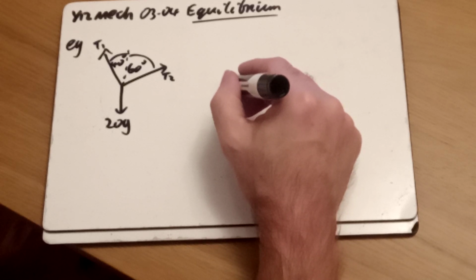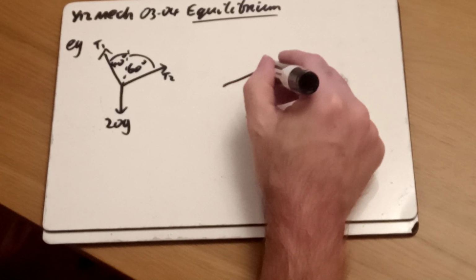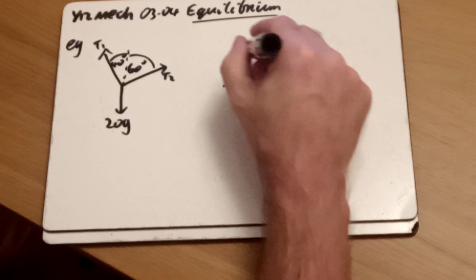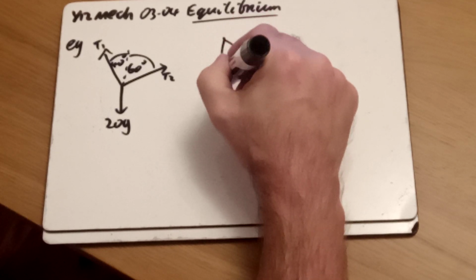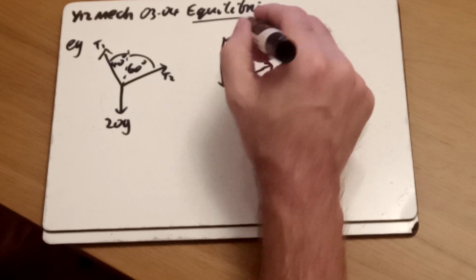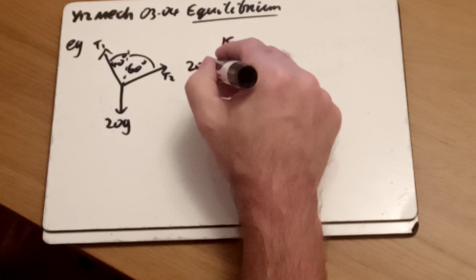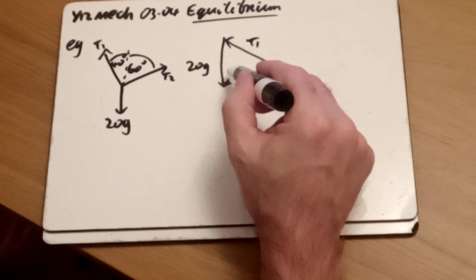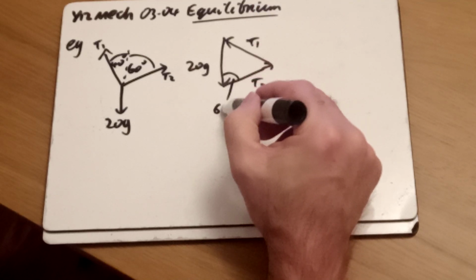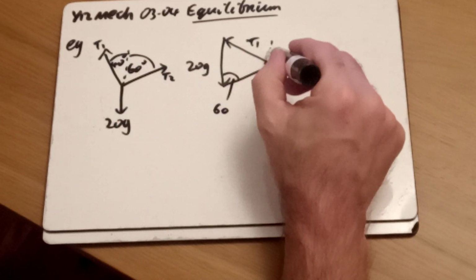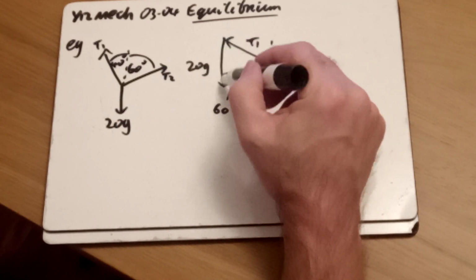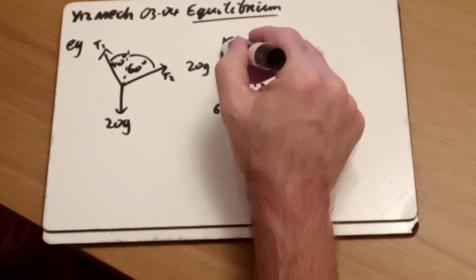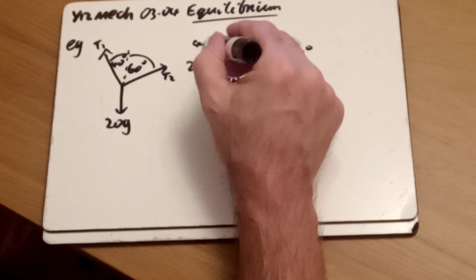If I took the T2 force first and drew it there, and then the T1 force like that, and then the 20g, I should end up back to where I started. So that length will be 20g, that'll be the T2, and that'll be the T1. My angles, because that's with the vertical, that's 60 degrees. T1's at 40 degrees there. Because we've got vertical lines there and the dotted one, that 40 is exactly the same as an angle there, which would be 40 degrees.